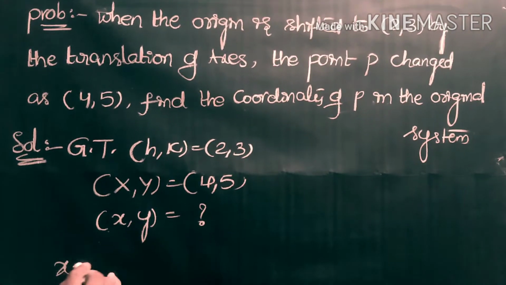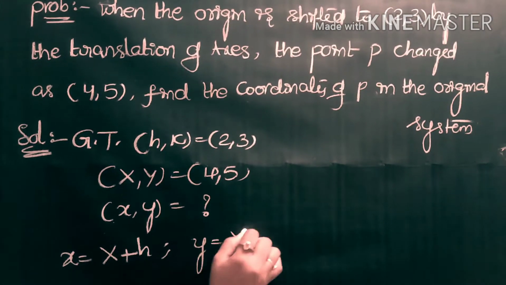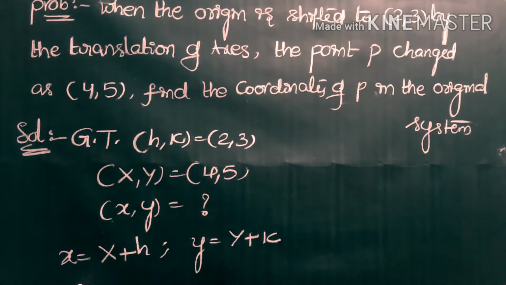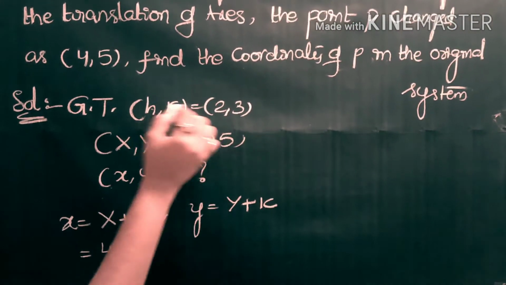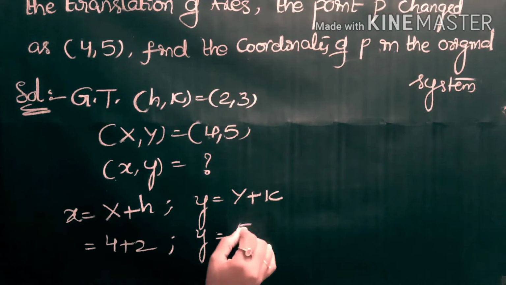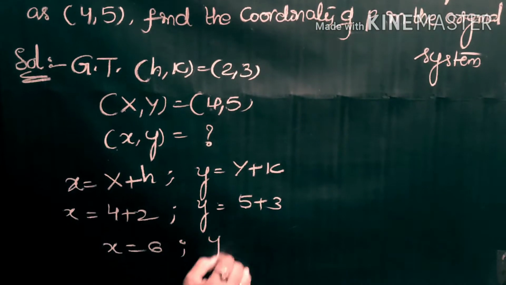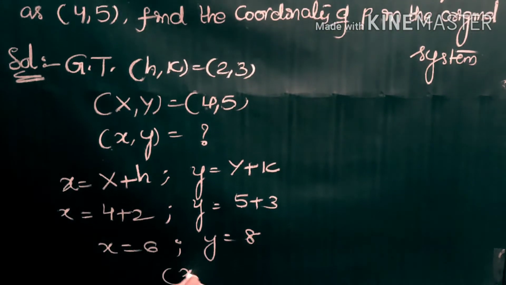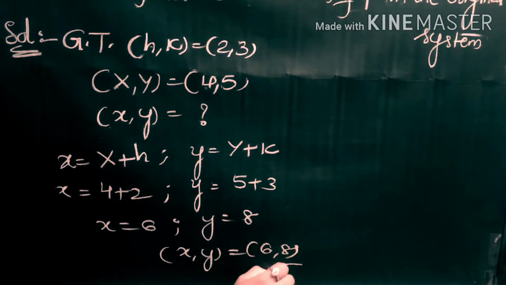So we take the formula small x is equal to capital X plus h and small y is equal to capital Y plus k, and then we substitute the values here. Small x is equal to 4 plus 2, since capital X is equal to 4 and h is equal to 2, and small y is equal to capital Y plus k, 5 plus 3. Therefore small x is equal to 6 and small y is equal to 8. Therefore the coordinates in the old system are small x comma small y is equal to 6 comma 8.